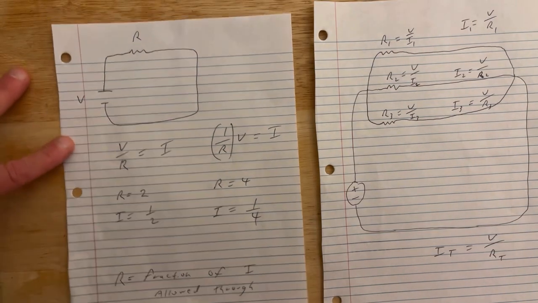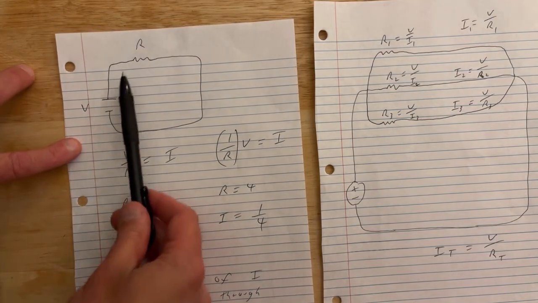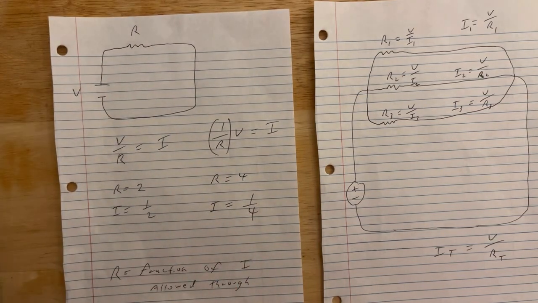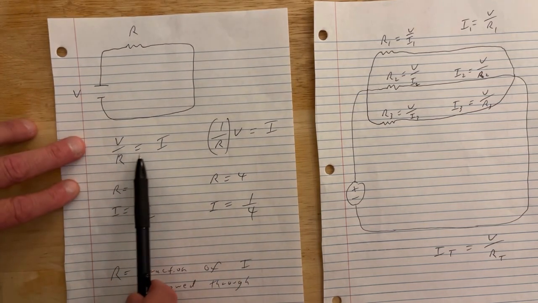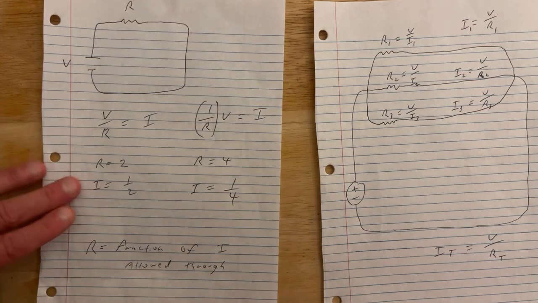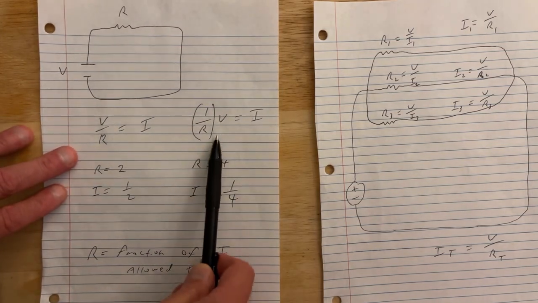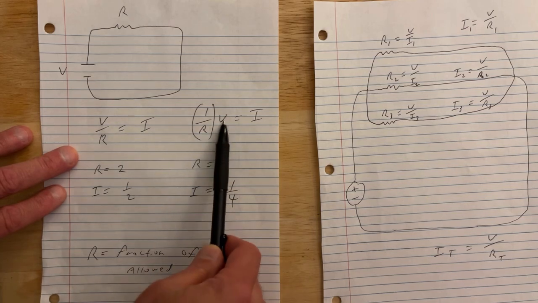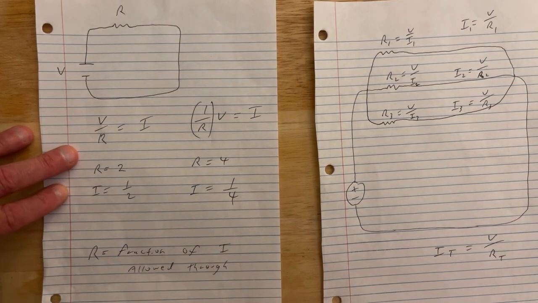I have a diagram here of our ideal elements: voltage, resistor, and then our conductor. Ohm's law: voltage over resistance equals your current. But something I've never seen explained this way is you could actually pull that R out and make it 1 over resistance times voltage equals your current.